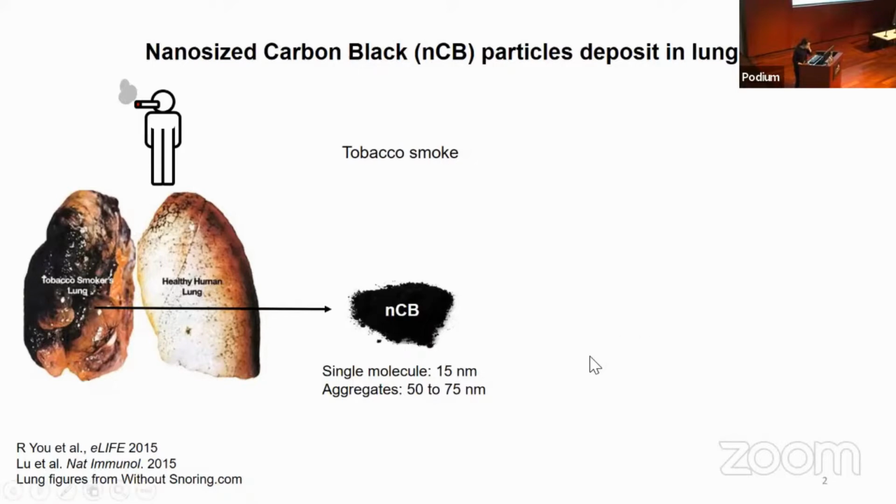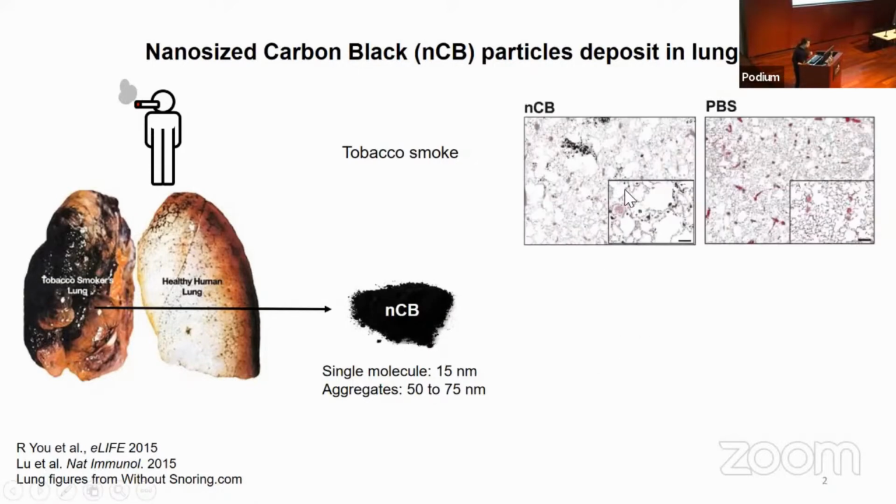We developed a carbon black mouse model, as shown right here, carbon black lung versus PBS lung. We found carbon black can induce emphysema, a disease that can cause shortness of breath. Because carbon black can induce protease expression, they can degrade extracellular matrix. You see the alveoli right here are pretty large compared to the PBS one. So overall it decreases the total lung surface area and makes gas exchange very difficult.